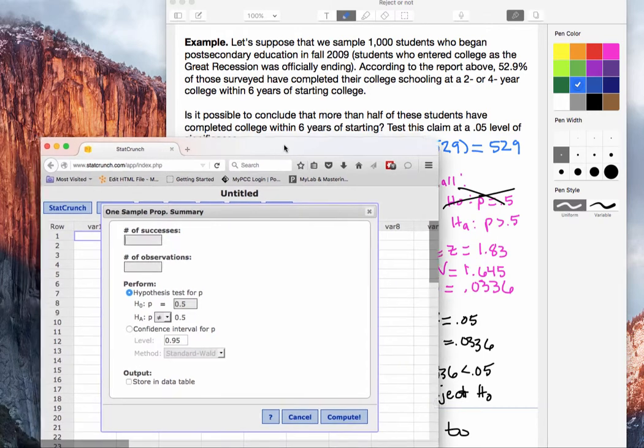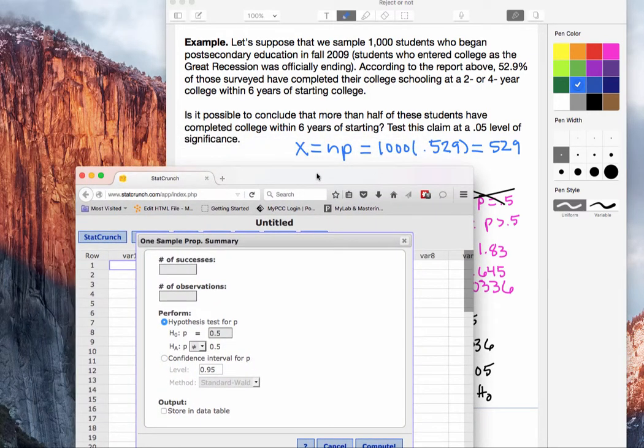So I have to do a little bit of math here. The number of successes is X, so think back to binomial type problems where you had success-fail outcomes. The number of successes is just your proportion of your sample. So if I had 1,000 people in my sample and 52.9% had completed college within that 6 years, that means I have 529 people who had completed college. So my number of successes is 529.